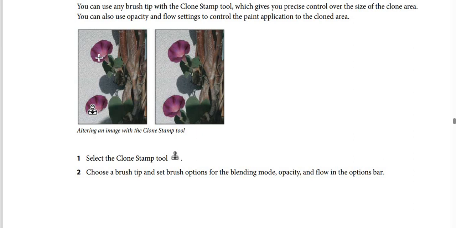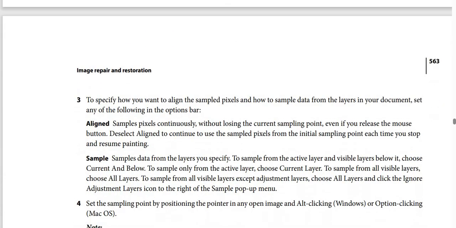Altering an image with the clone stamp tool, and we have steps here now. Step number 1, select the clone stamp tool. After that, step number 2, choose a brush tip and set brush options for the blending mode, opacity and flow in the options bar. Step number 3, to specify how you want to align the sampling pixels and how to sample data from the layers in your document, set any of the following in the options bar.